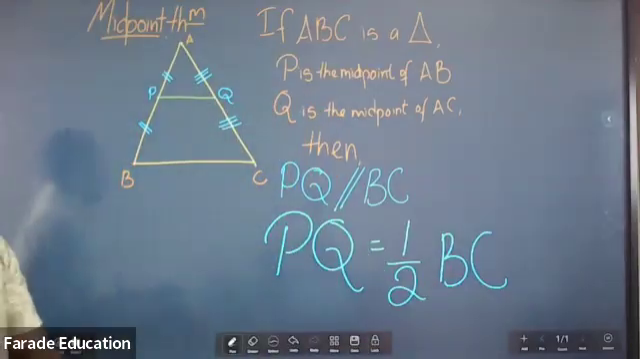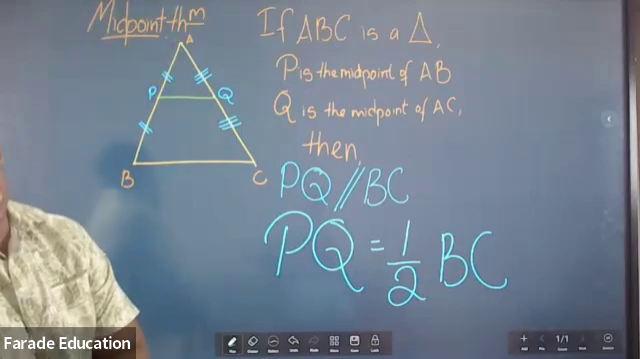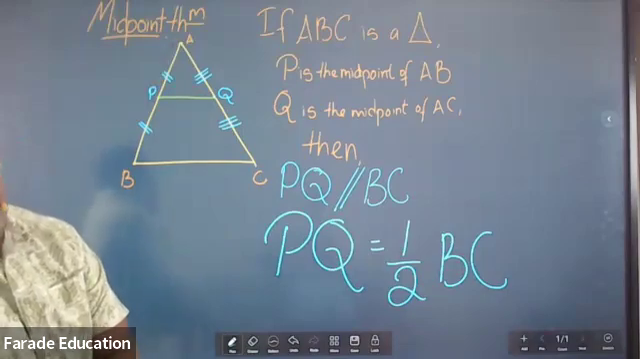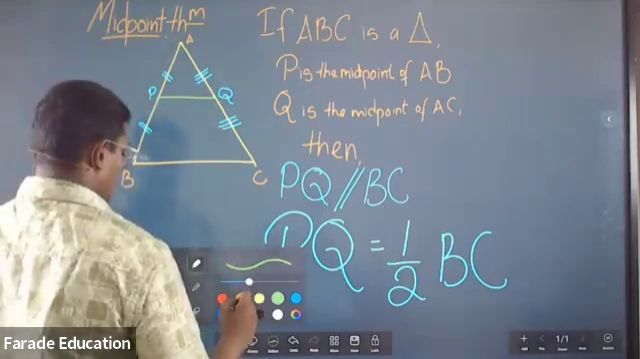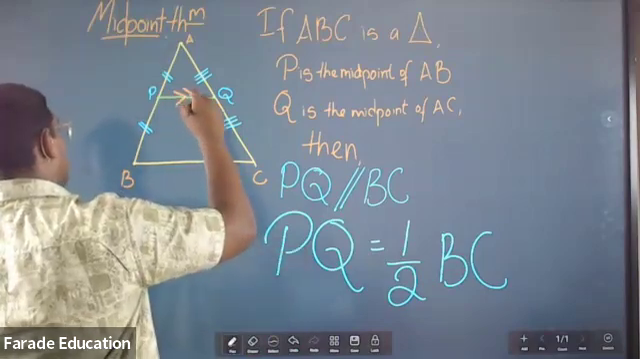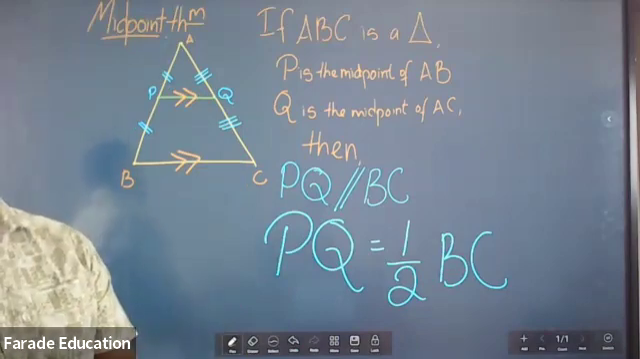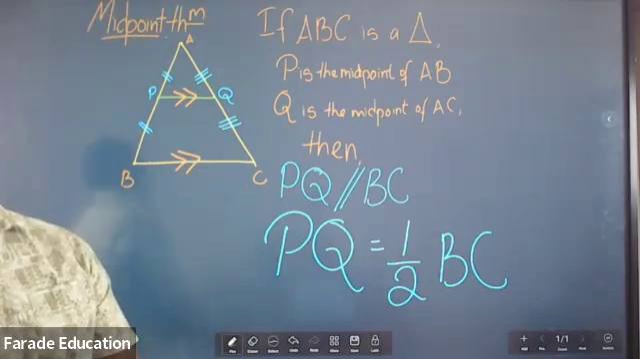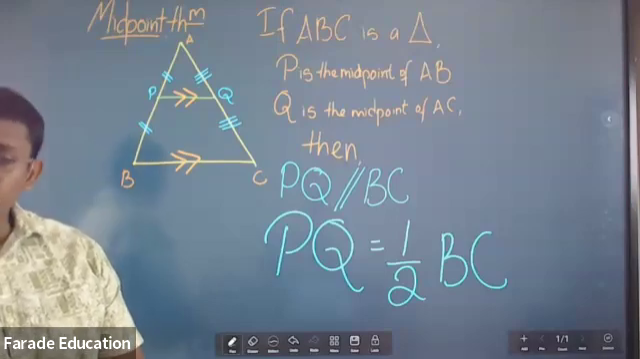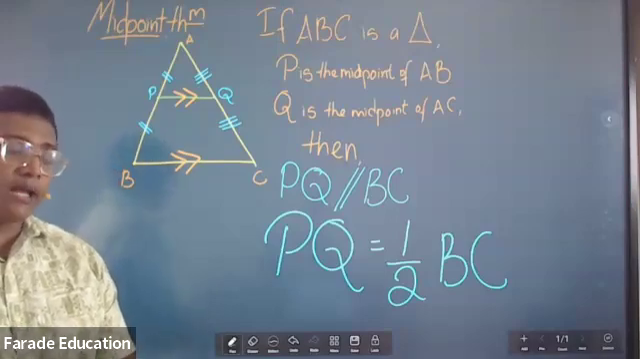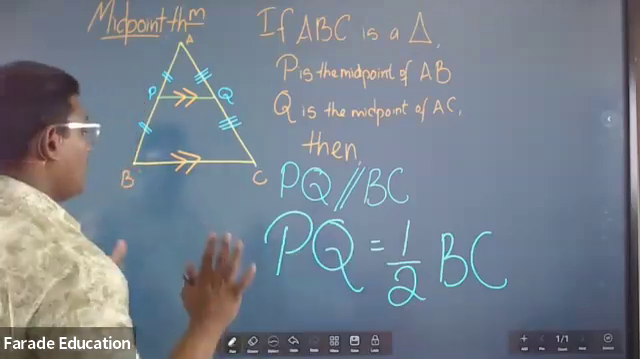When ABC is a triangle, if P is the midpoint of AB, Q is the midpoint of AC, when I connect P and Q together, PQ will be parallel to BC, and PQ length will be half the length of BC. This is the midpoint theorem. Very simple. P should be the midpoint, Q should be the midpoint. When you connect both together, PQ is parallel to BC. It's very simple. Don't complicate it. It's simpler than you think.